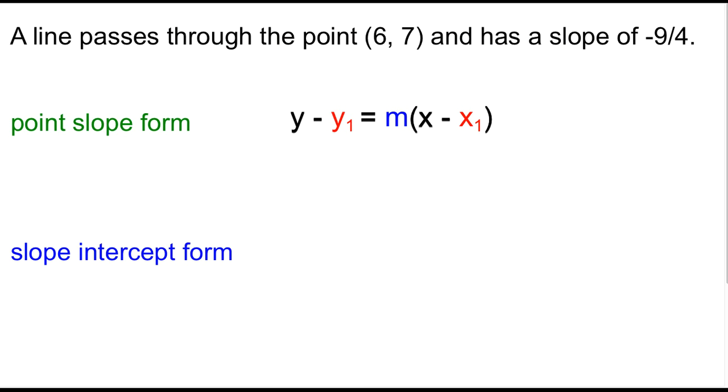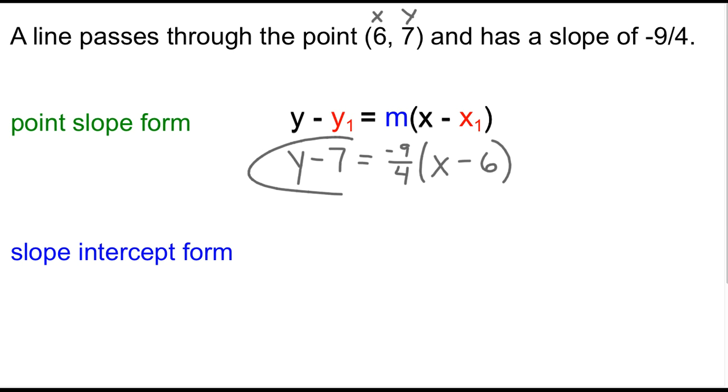Next one, line passes through a point of 6, 7, has a slope of negative 9/4. This one ends up being a little bit nastier to deal with. Plug in my x and y into my equation. So this is point slope form, I'm done. Answer. But if I'm asked to find slope intercept form, I can use this to get there. I want y by itself, remember, for slope intercept form. So I'm going to distribute, step 1.